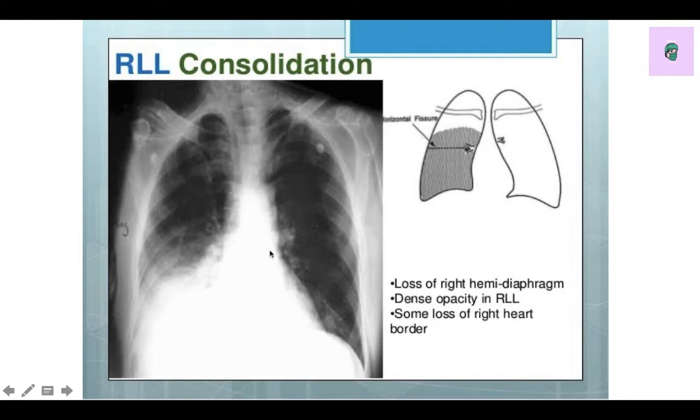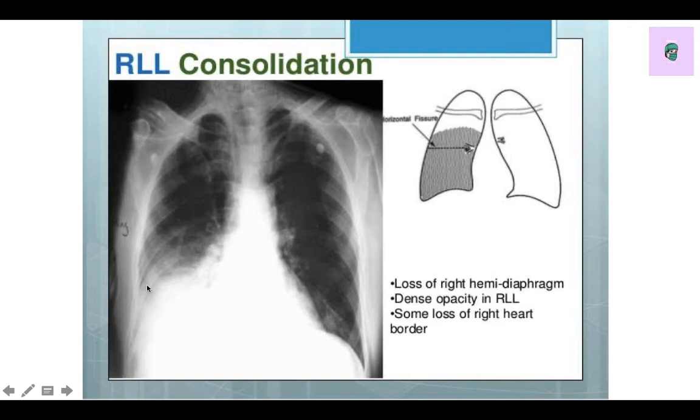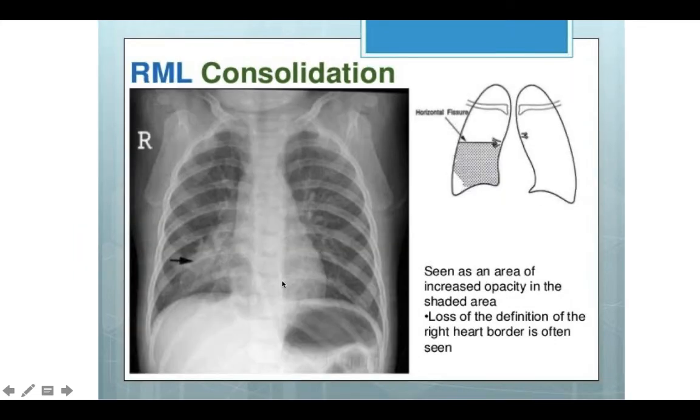It's not all disappeared. Can you see the left border of heart? Yes, I can, I think. Can you see the left dome of diaphragm? Yes, you can. Can you see the right dome of diaphragm? No, you cannot. So if you cannot see the right dome of diaphragm, what was this? Number 5, that is the right lower lobe is involved in the consolidation. Okay, easy. So loss of right hemidiaphragm here. Dense opacity in RLL. Dense opacity is your consolidation.